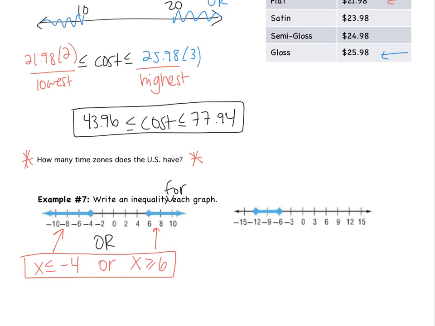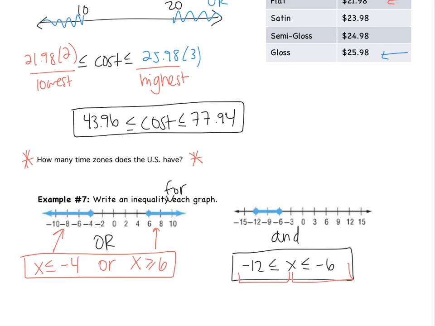Okay, let's see how we did. First thing that you should notice is that this is an "and" problem, so it's going to be a compound inequality where x is in the middle. You should have x between -12 and -6. Please make sure that your inequality signs are the correct direction. So this is saying x is greater than or equal to -12, so it's bigger than -12. It's also less than -6.